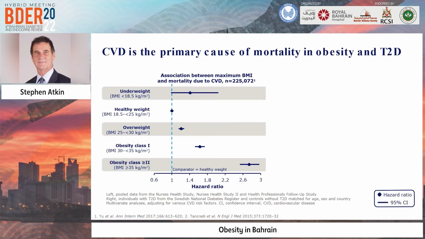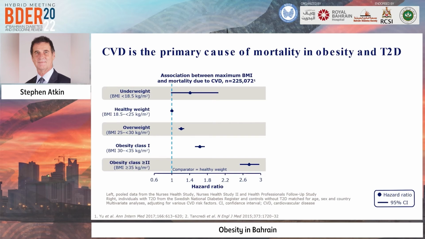And what is abundantly evident is that cardiovascular disease is the primary cause of death in those people who are obese and with type 2 diabetes. And what you can see here, this is what I call a forest plot. On the right of the line, which is the dotted line here, which is 1, there's an increase in death. To the left of that line, there's a decrease in death.